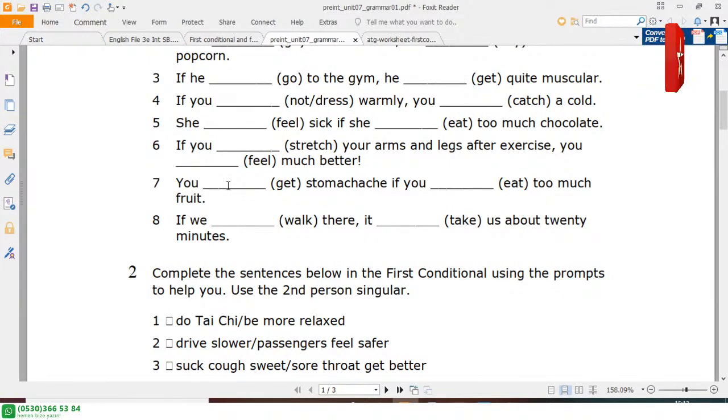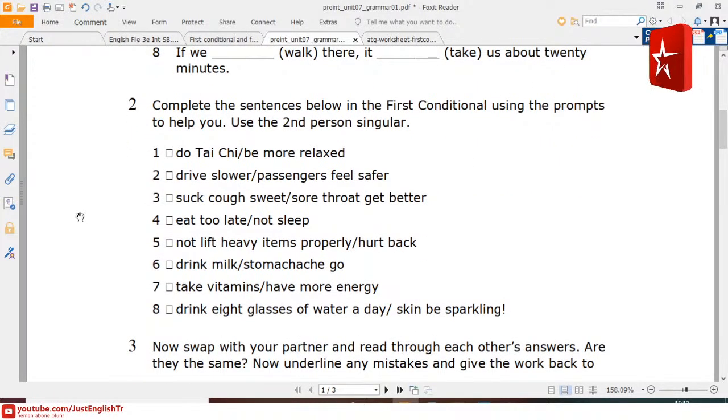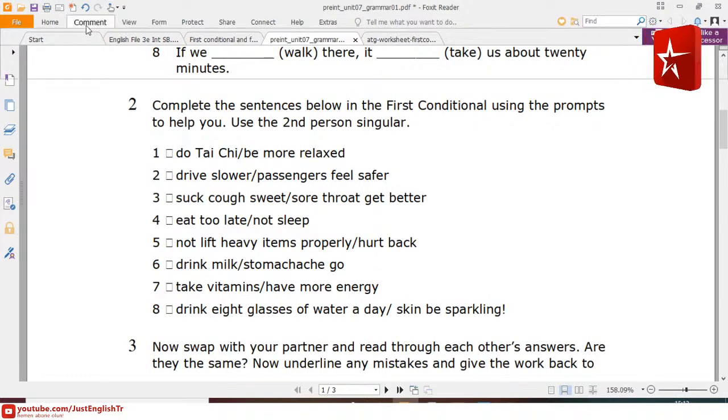So we can use any present tense forms for the if side and any future forms for the main clause, like the main side, okay? And the next one is about exercise number 2. We have to make these sentences by using the first conditional. Songül Mızrak wants to ask a question. Yes, of course, you can ask your question if you want. No problem. And let's start from number 1.